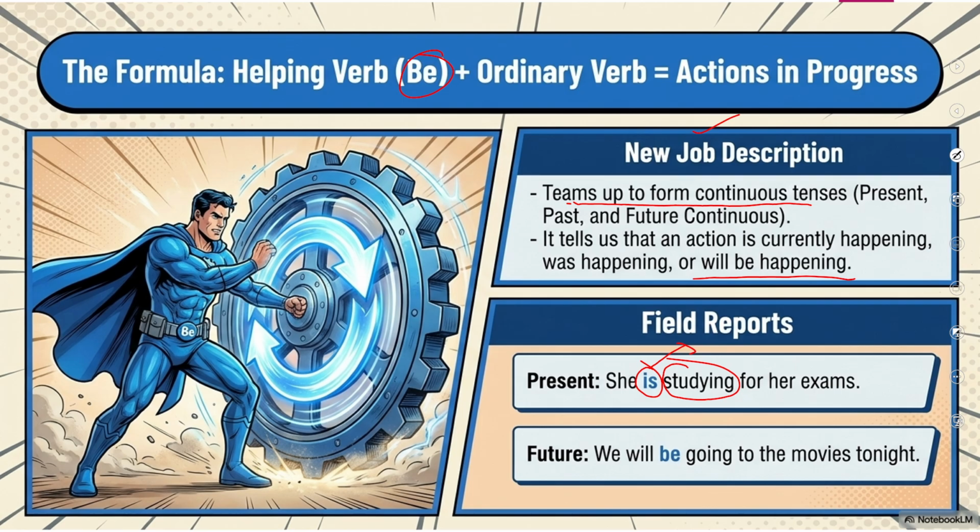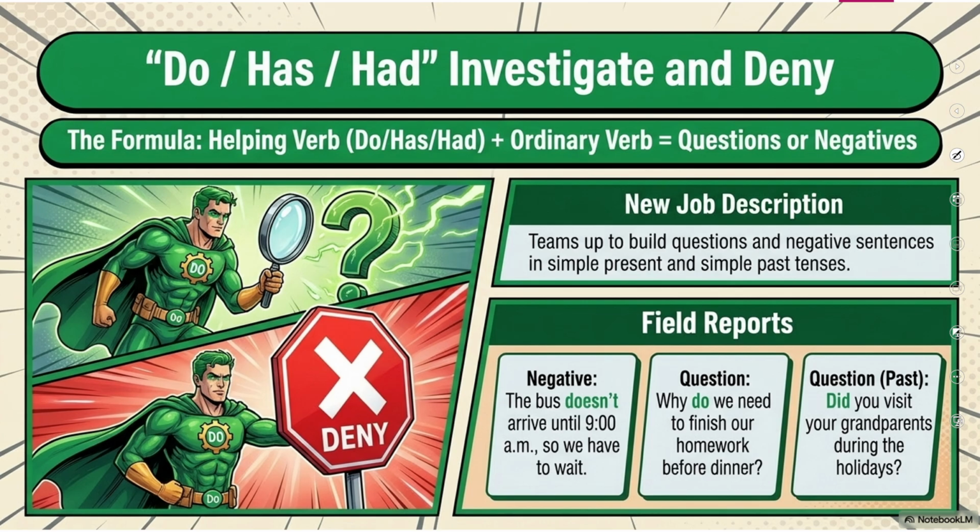In another example, we can see: we will be going to the movies tonight. In this, will be is used as an auxiliary verb and the main verb here is going. When we talk about do, does or did, they investigate and deny.